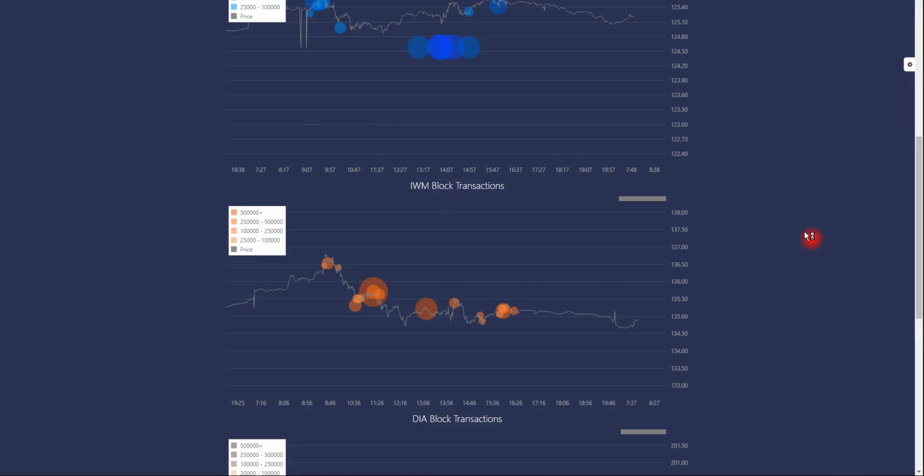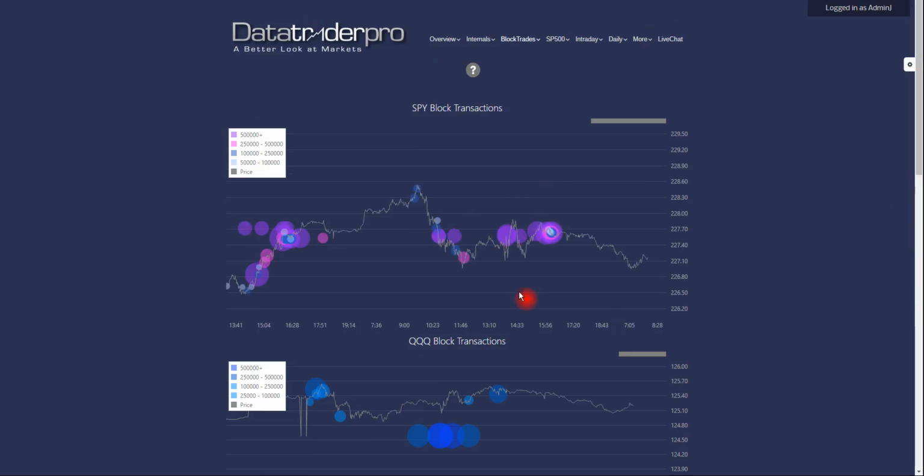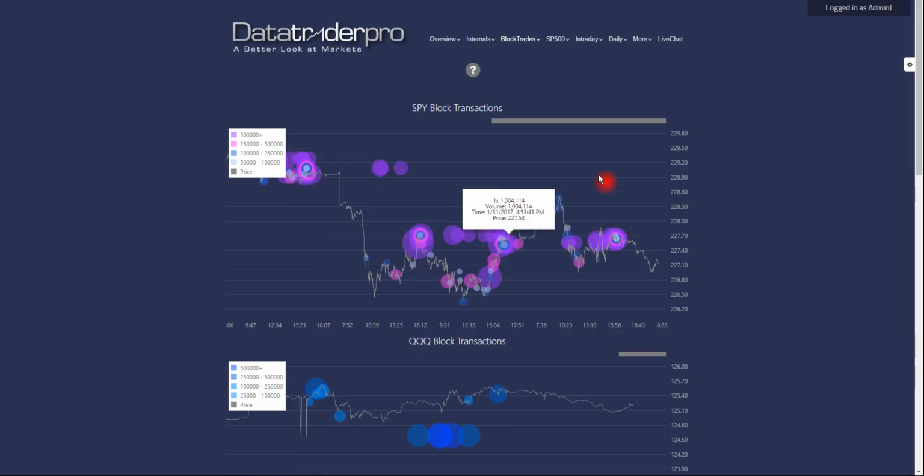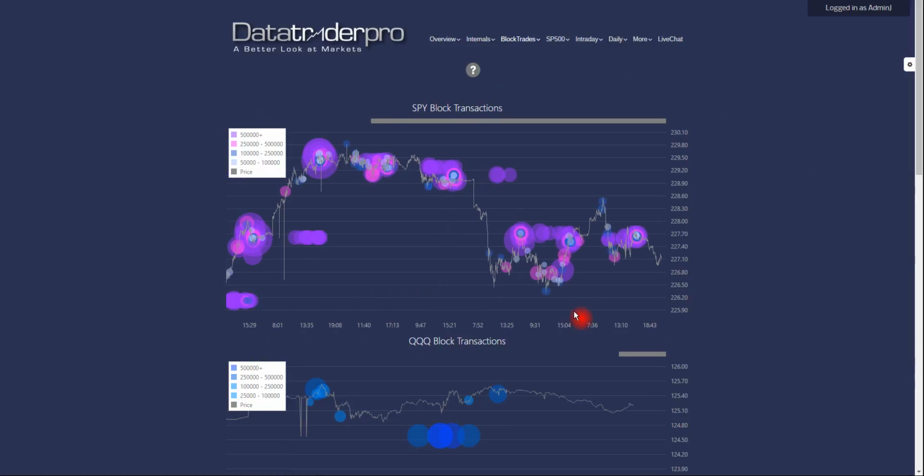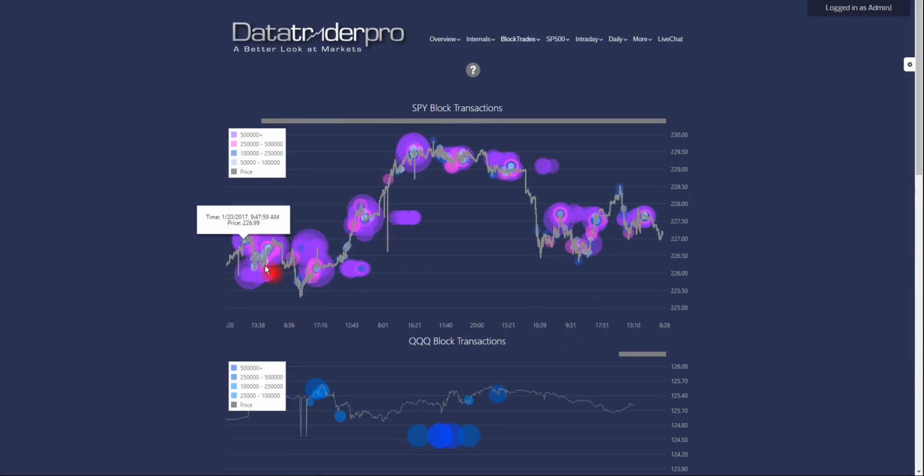So we're going to go into block trades on SPY to start with, and let's do a little bit of history. A couple of days back, we had a huge amount of buying activity on the last low. We moved up. We had quite a lot of selling, millions and millions of prints. Prints of 2-3 million up at the top, and then we fell.